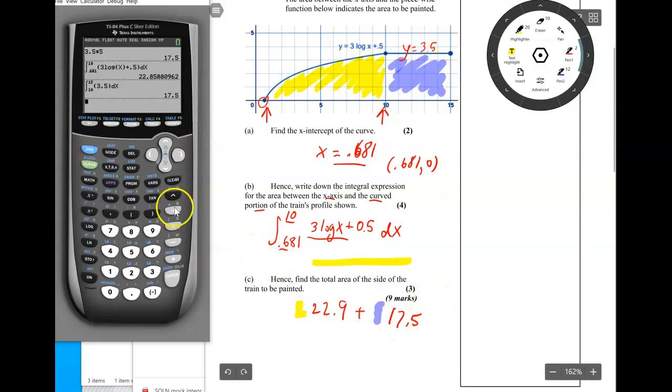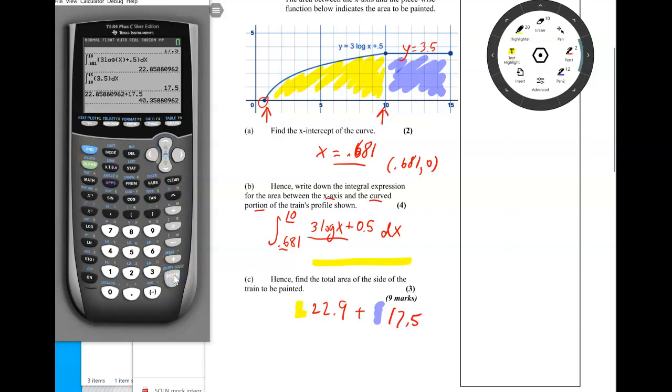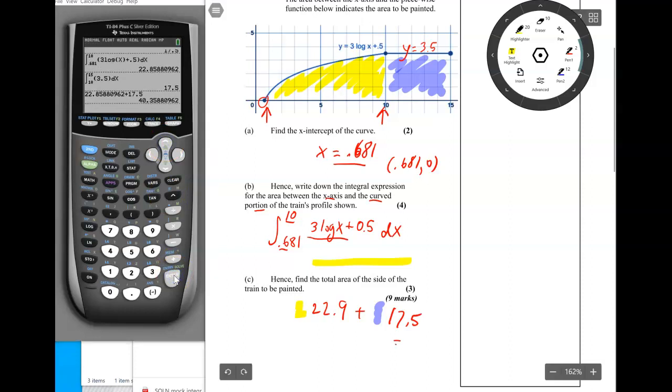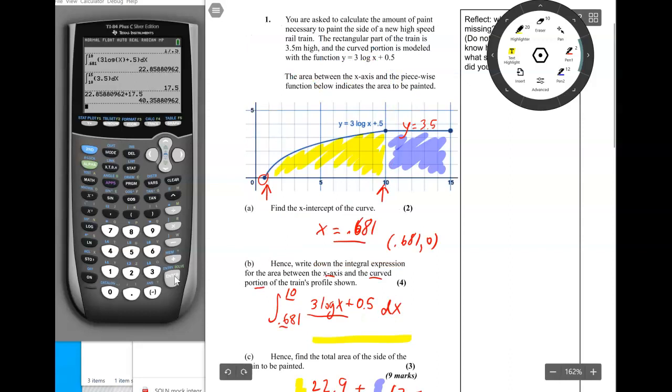Okay, and so what is 17.5 plus 22.85? It's 40.4. So that's the area of the side of the train. Okay, all right, that's it for number 1. Let's go to number 2.